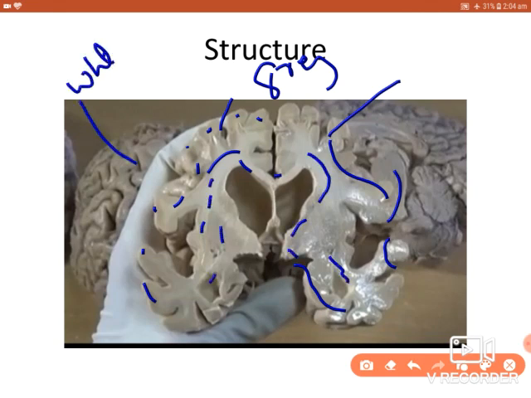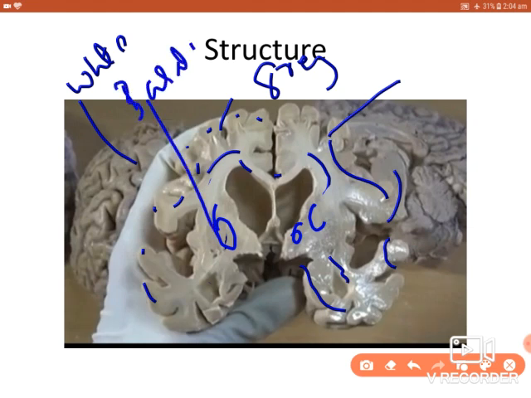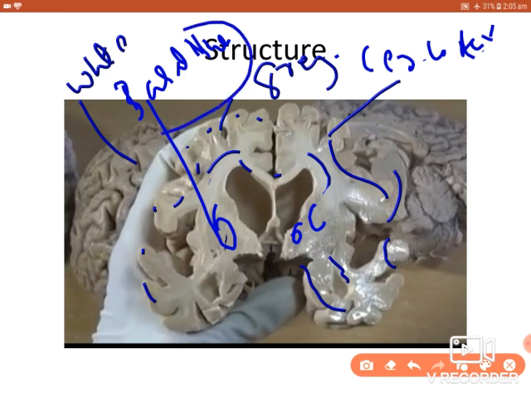Deep to this white matter, you can see there is gray matter. These aggregations of gray matter form the nuclei, called the basal nuclei. So the outer gray matter forms the cerebral cortex. Deep to the cerebral cortex there is white matter, and in the white matter there are the basal nuclei.